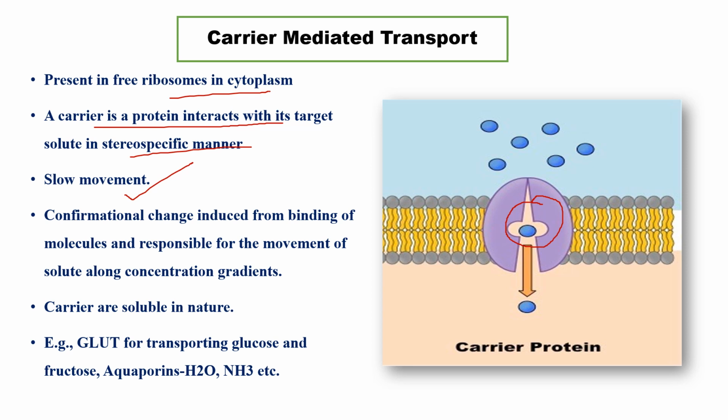The solute is bound at one end and released to the other end. The binding of the solute induces conformational changes in the carrier, and this is responsible for the movement of the solute along the concentration gradient. Carriers are saturable in nature, which means if all the carriers are bound to the solute, then increasing the solute concentration does not increase the movement of the solute. Examples of carrier mediated transport are GLUT for transporting glucose and fructose, and aquaporins.